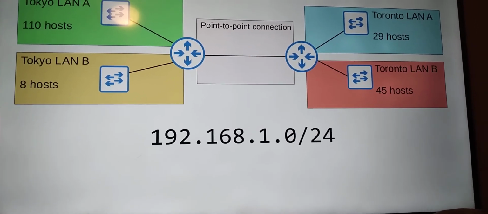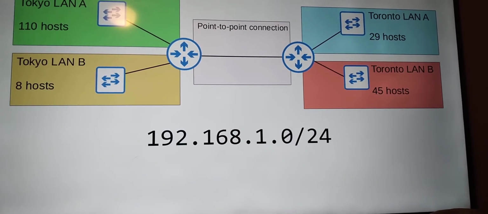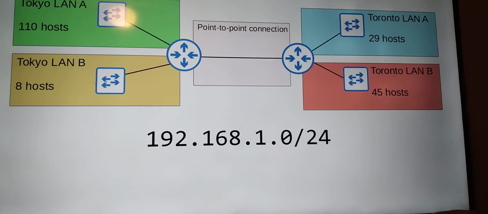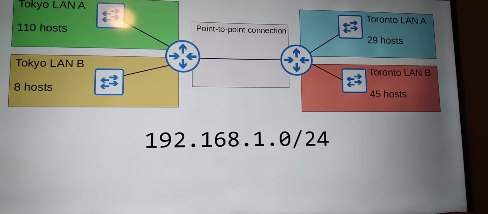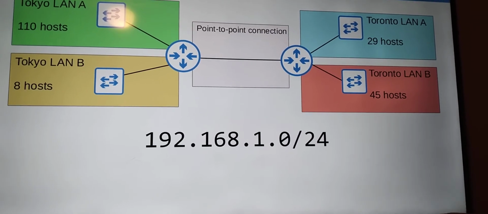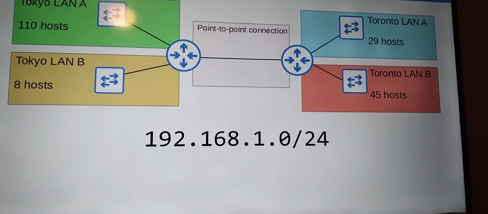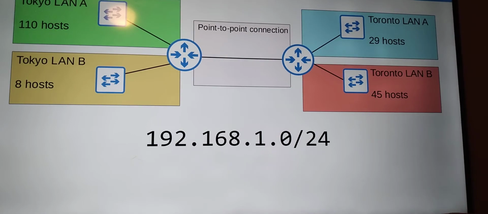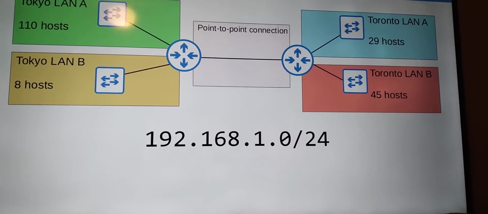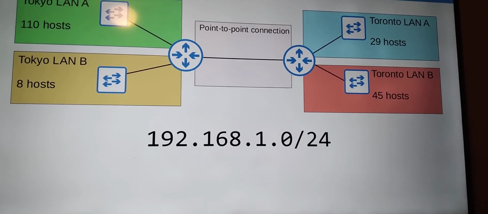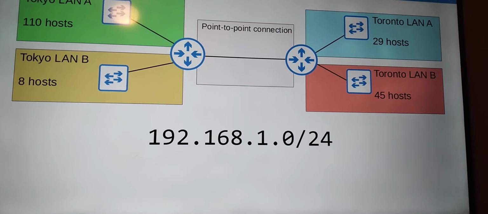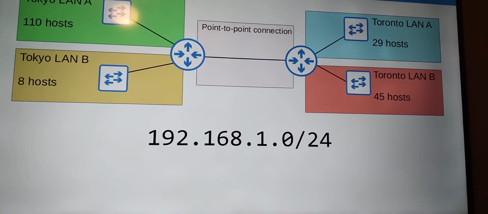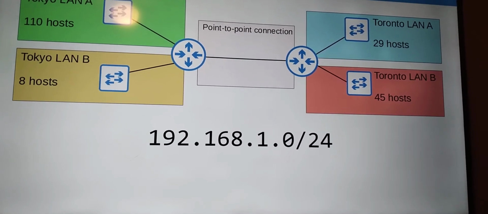Once we use VLSM, variable length subnet mask, remember we're going to optimize. The keyword here is optimizing. We can assign different subnet sizes to each LAN, and this allows us to be certain each LAN has enough addresses available. So, what are the steps to subnet using VLSM? Glad you asked.